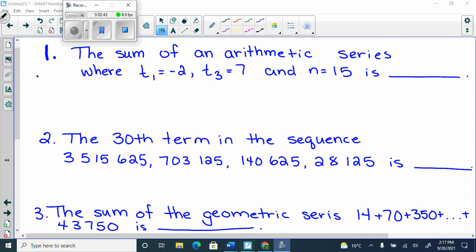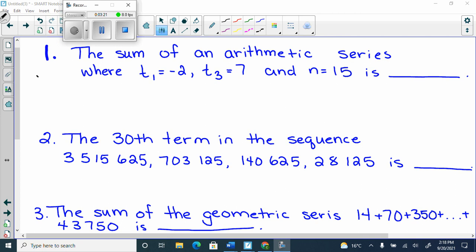So this one here says the sum of an arithmetic series where T1 equals -2, T3 equals 7, and n equals 15 is what? So in order to find the sum of an arithmetic series, there are 2 of them. There's one where I give you the last term. There's one sum where I give you D. The other non-negotiables are T1 and n. We agree? T1 and n are there. What don't we have? D. Or Tn, right? So we need to find something. When we're missing something, what must we use to find it? Yeah, the Tn formula, correct?